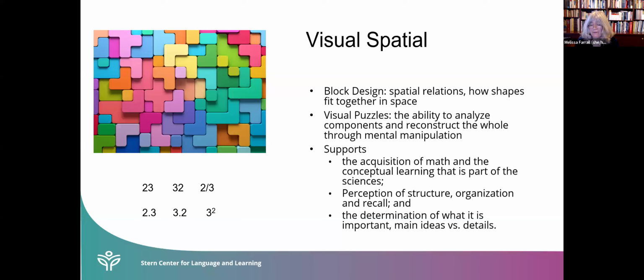It's also really important for math. And here you can see I put my numbers over here. We define number values by virtue of their relative position in space. So 23 is different from a 32, is different from a 2 over 3, is different from a 2.3, a 3.2, or a 3 to the second power. I have changed the value of my numbers all by changing their relative position. So it is spatial thinking that's really important for number values and for place value. Think about place value and how challenging that is if you don't get how pieces fit together in space. Do I have your attention? Isn't that really cool? I think it's fascinating.